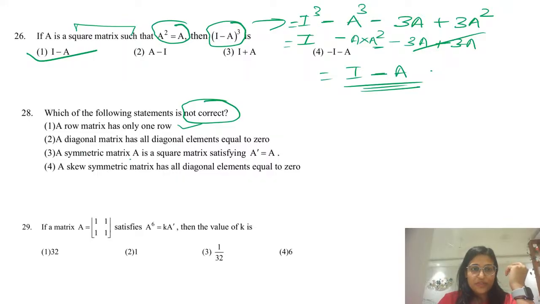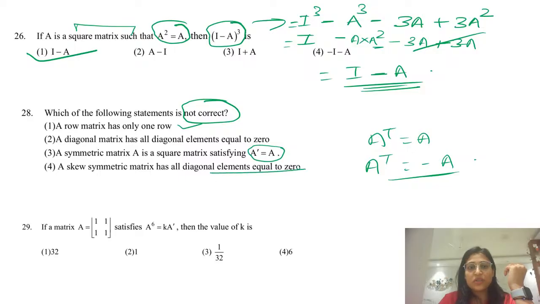Come to the next. A symmetric matrix A is a square matrix. Yes, a symmetric matrix must be a square matrix where A transpose is equal to A. Perfect. A matrix is known as a symmetric matrix if A transpose is A, and if A transpose is minus A, it is skew symmetric. And all the diagonal elements of a skew symmetric matrix are 0. So this is also correct, this is also correct, this is also correct, this is not correct.